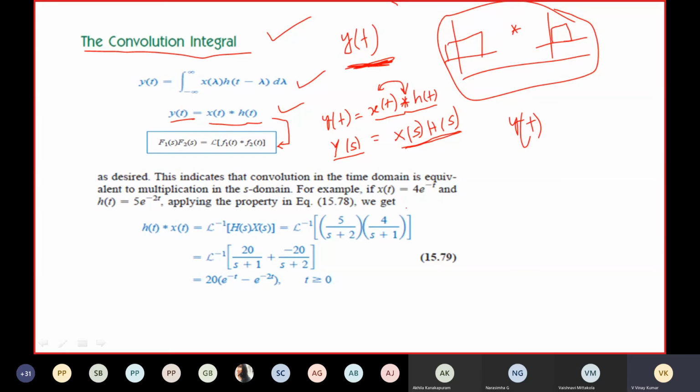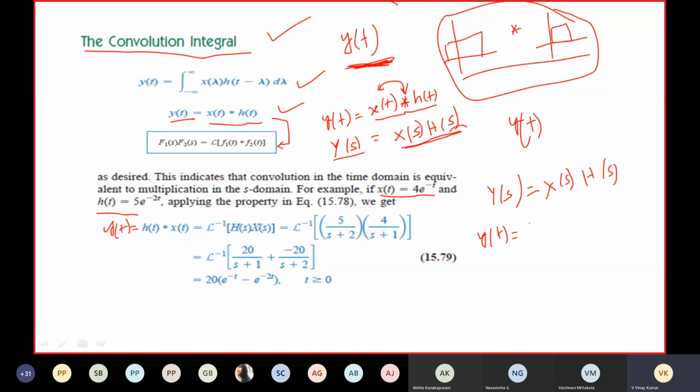For example, x of t is equal to 4 e power minus t and h of t is equal to 5 e power minus 2t. Let me find the convolution, y of t. We are going to find y of t. Y of t is equal to h of t convolution x of t, so y of s is equal to x of s h of s.